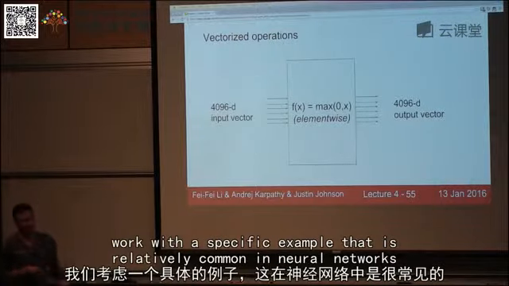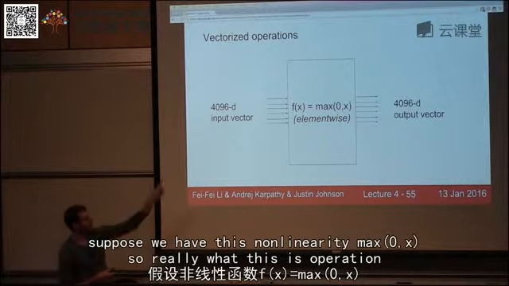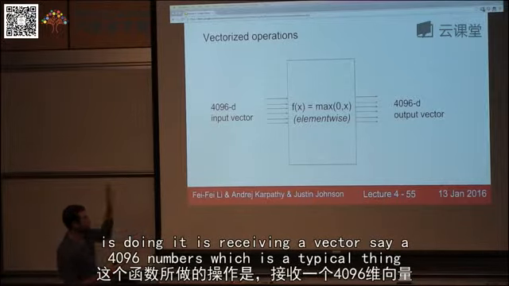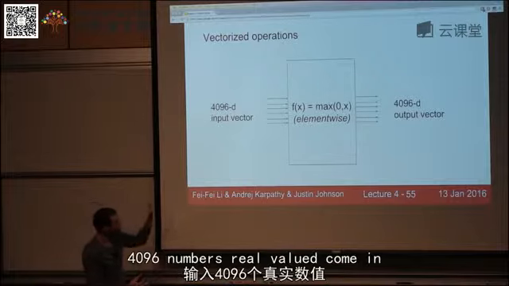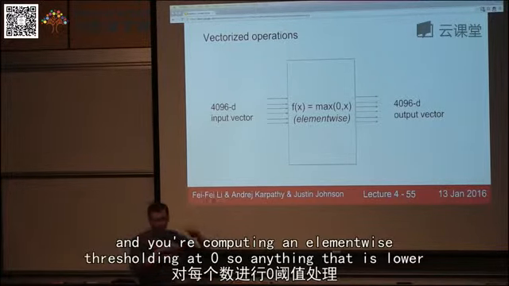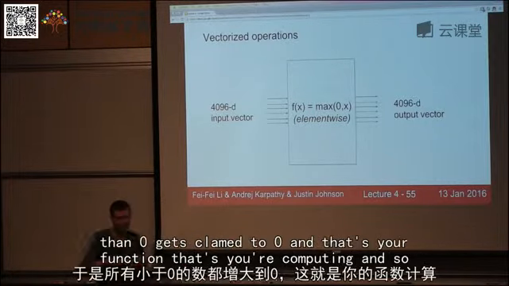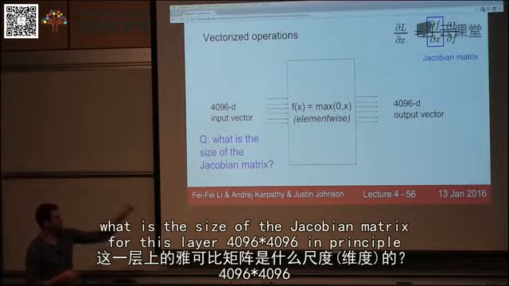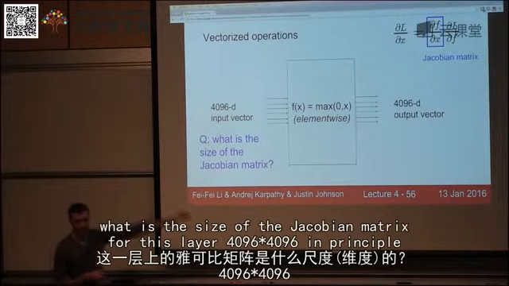So let's work with a specific example that is relatively common in neural networks. Suppose we have this nonlinearity, max of 0 and x. What this operation is doing is receiving a vector, say of 4096 numbers, which is a typical thing you might want to do. 4096 real-valued numbers come in, and you're computing an element-wise thresholding at 0. Anything that is lower than 0 gets clamped to 0. That's the function you're computing, and the output vector is of the same dimension. So the question I'd like to ask is, what is the size of the Jacobian matrix for this layer?